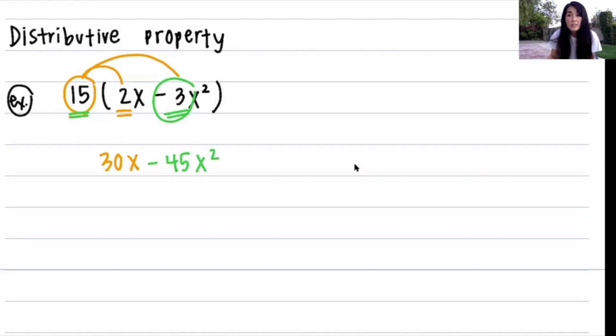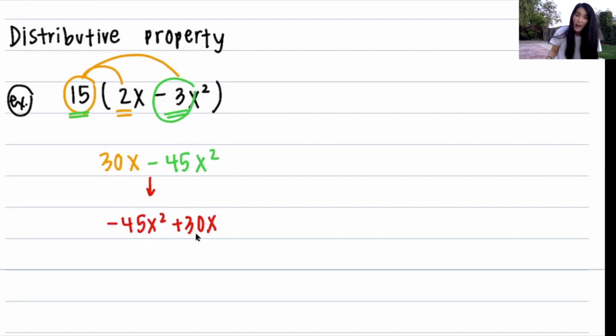All right, think about descending order and how you would rewrite that. Hopefully you are saying, Ms. K, you should rewrite it as negative 45x squared and then plus 30x. And you would be right. Because again, descending order is telling us that the x squared comes first. Look at again the sign, take that sign with it, negative. And then remember this 30 is positive, so you're going to show that with a plus sign.